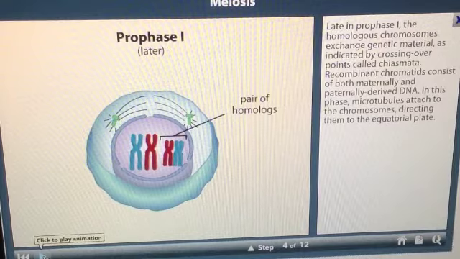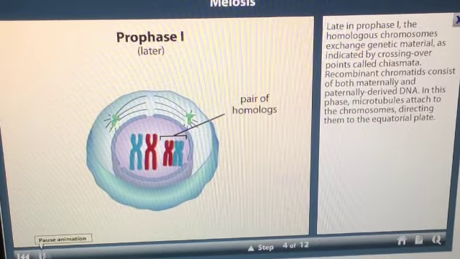Late in prophase I, the homologous chromosomes exchange genetic material, as indicated by crossing over points called chiasmata. Recombinant chromatids consist of both maternally and paternally derived DNA. In this phase, microtubules attach to the chromosomes, directing them to the equatorial plate.